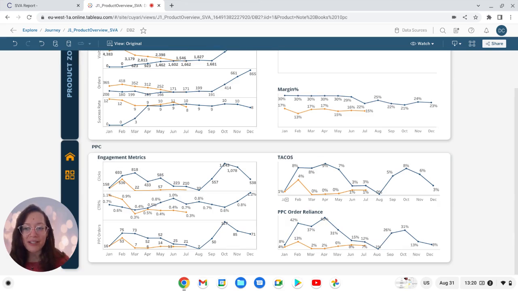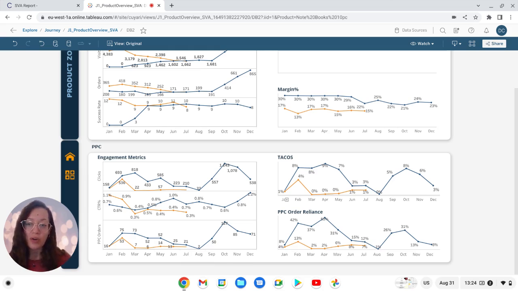Let's now look at the metrics on PPC. The first graph shows the number of clicks that have come through PPC, the orange showing this year, and the blue showing last year's. The next graph shows the click-through rate. This reflects the percentage of people that clicked into the sponsored ad. This graph shows the PPC orders. Here I can see the number of orders on any given month from year to year.